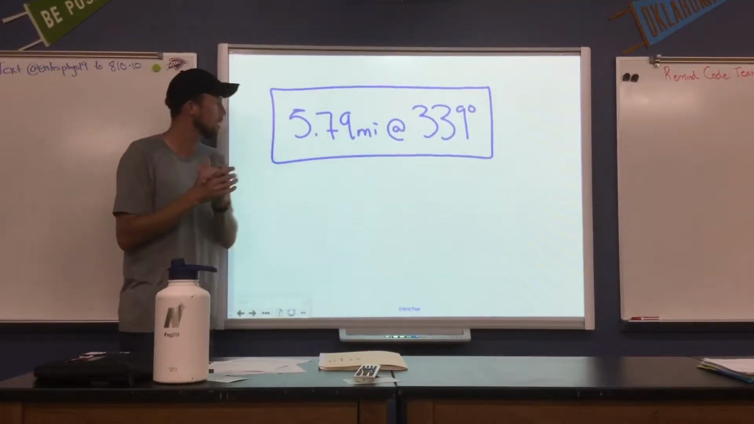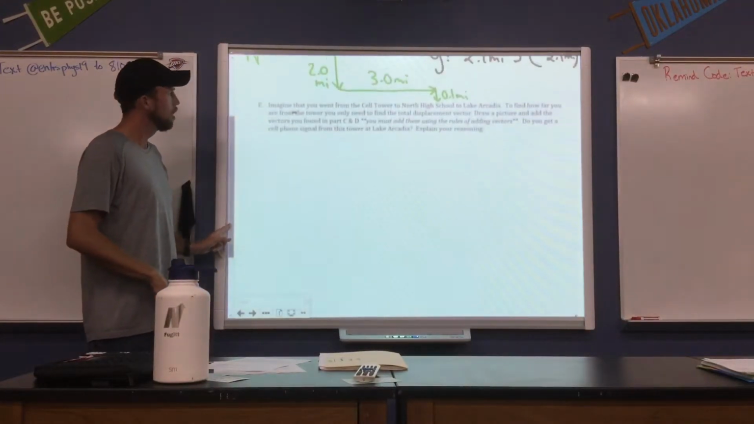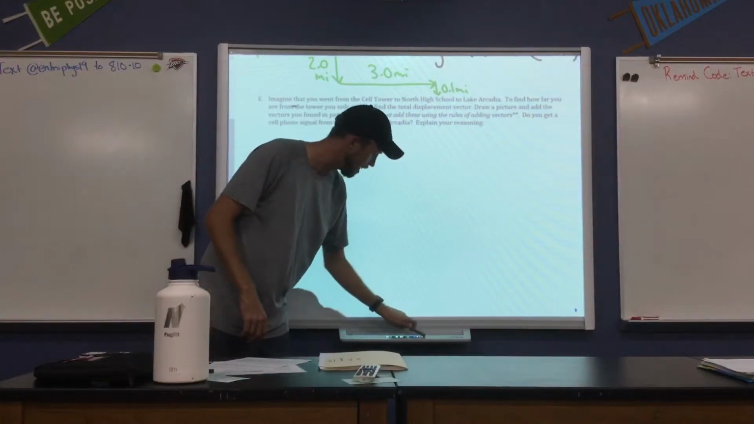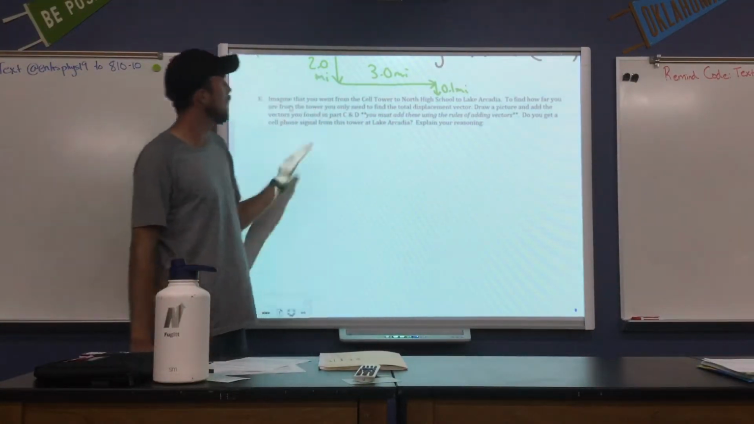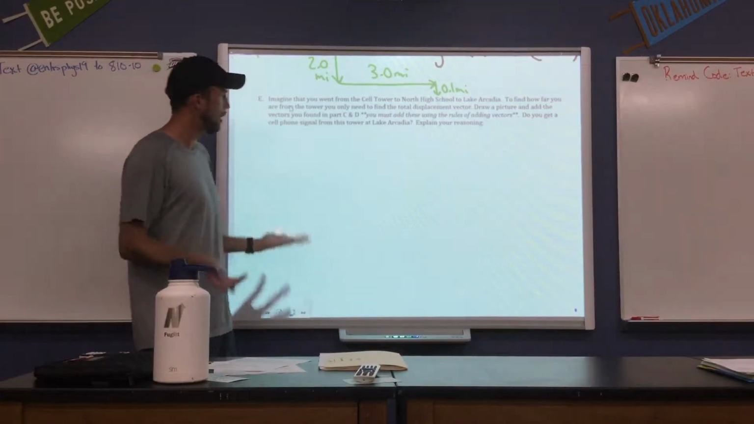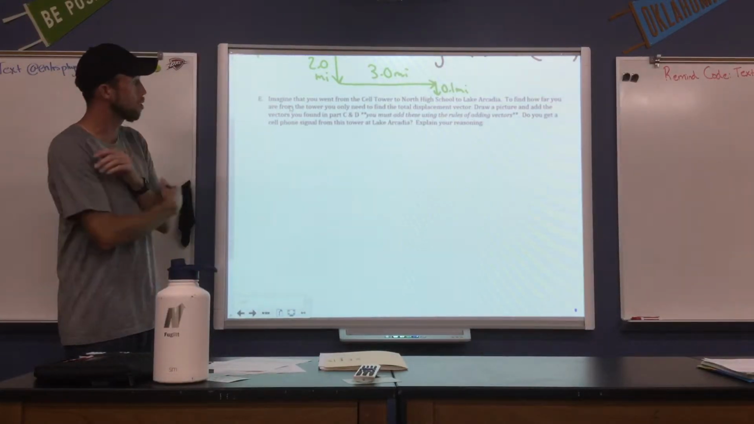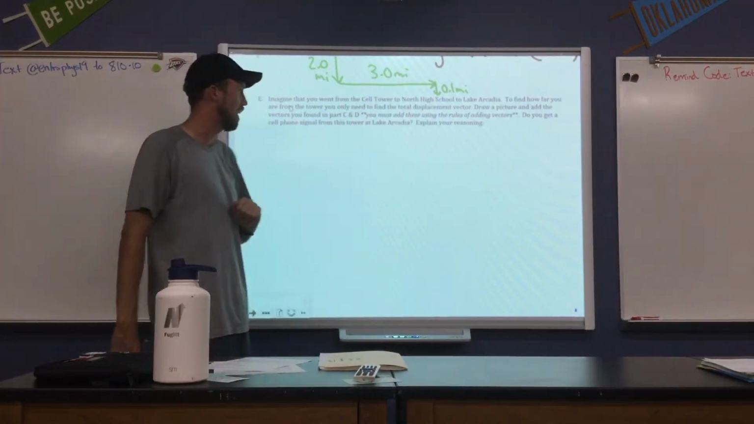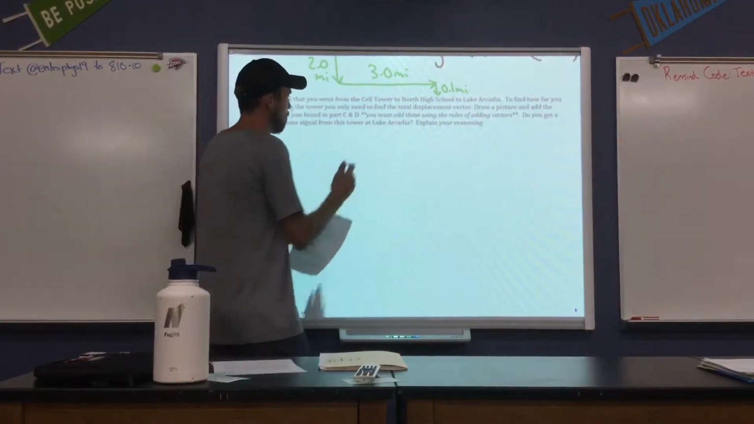Okay, we're good there. So now we're going to come back to our last part, part E. Here, it says that we want to travel from the cell tower to north and down to Lake Arcadia. To find how far we are, we only need to find the total displacement vector. Draw a picture, add the vectors we found in C and D, and we must add those using the rules of adding vectors.